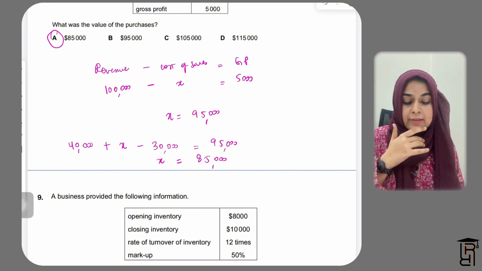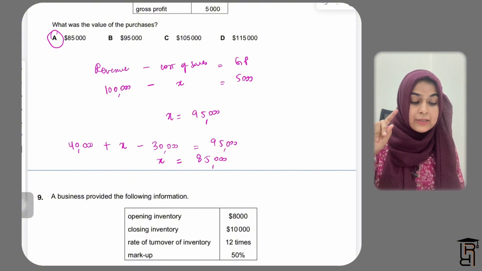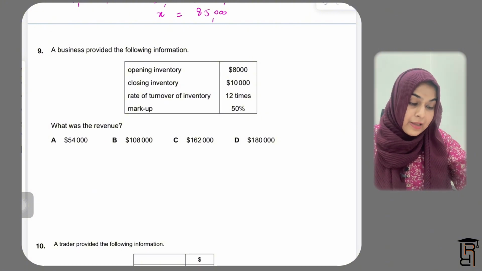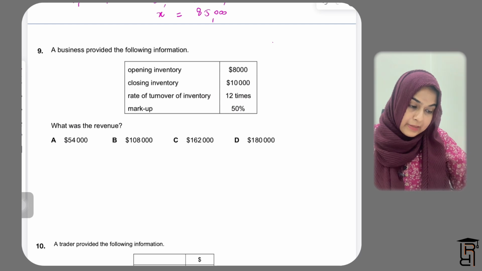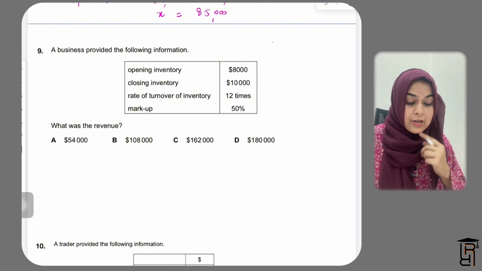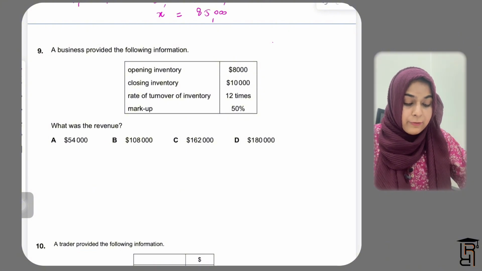Then question number 9 says a business provided the following information: opening inventory is 8,000, closing inventory is 10,000, rate of inventory turnover is 12 times, markup is 50%. Again the same thing. When markup is given, cost is 100%. If gross profit is 50%, the revenue will be 150% in this case. Now we need to find out the revenue here, but we don't know the cost of sales, but we can use the formula for rate of inventory turnover to find out cost of sales.